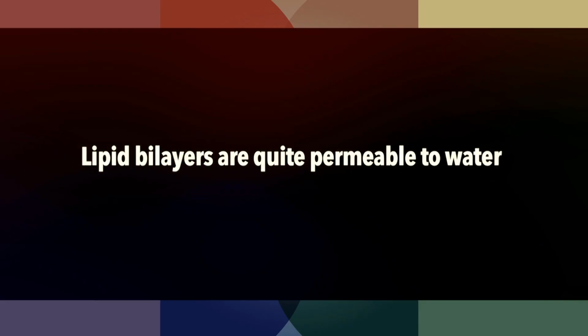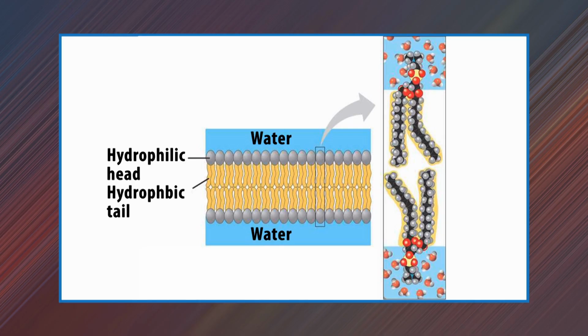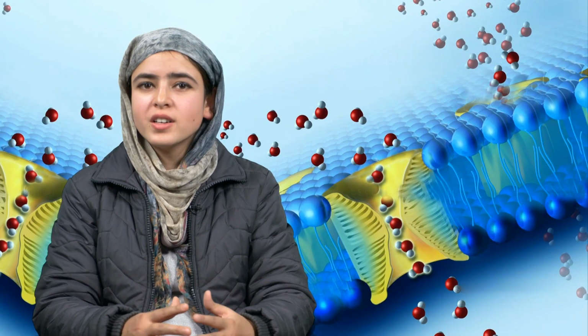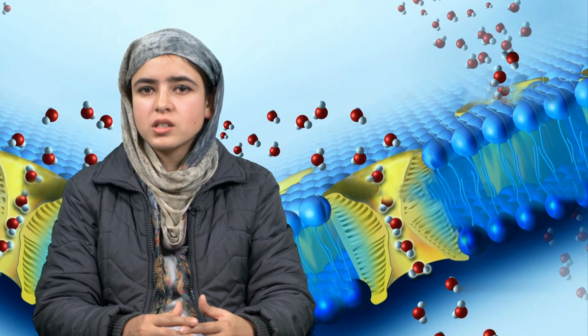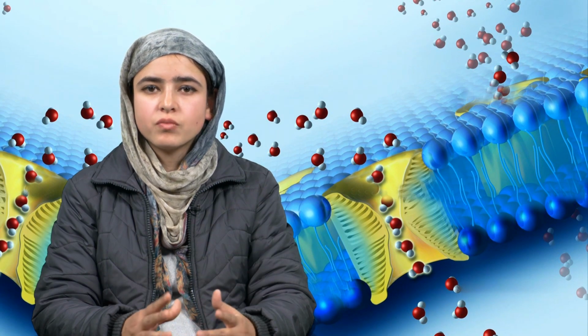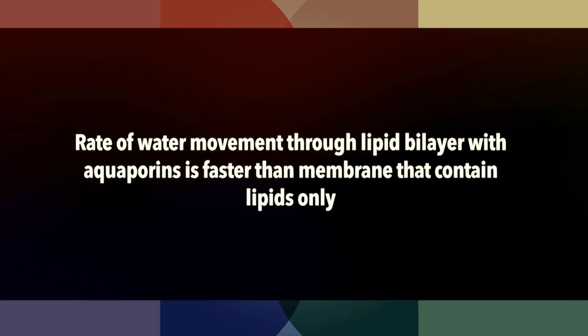As discussed, lipid bilayers are quite permeable to water. Thus, there are two possible pathways for the movement of water across a membrane. One pathway through the lipid bilayer itself and the second pathway through an aquaporin. If this is so, why does a cell require any aquaporins at all? The results of recent experiments clearly indicate that the rate of water movement through a lipid bilayer with aquaporins is faster than a membrane that contains lipids only.